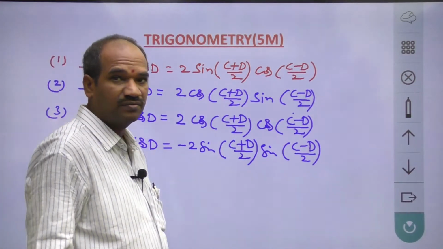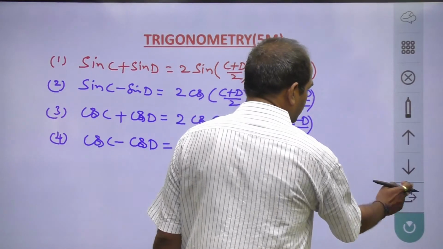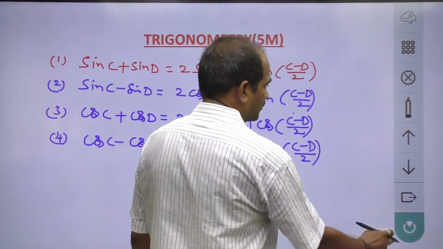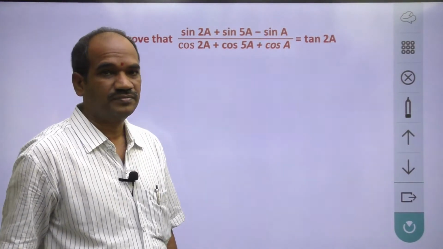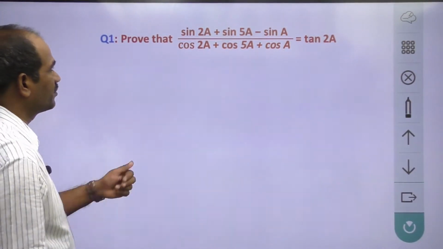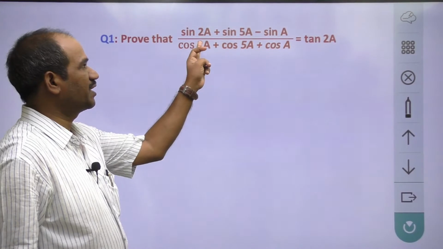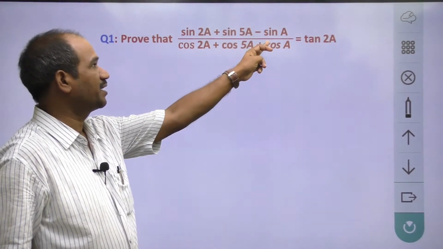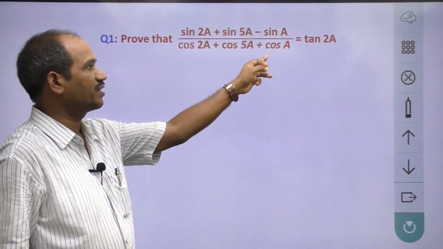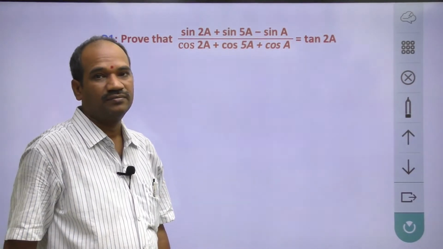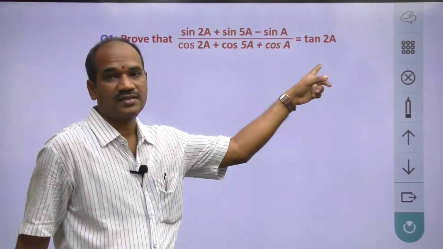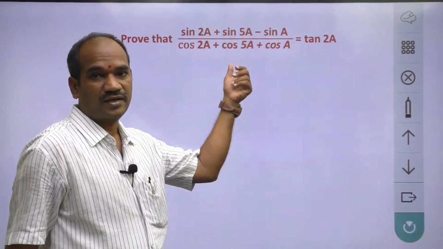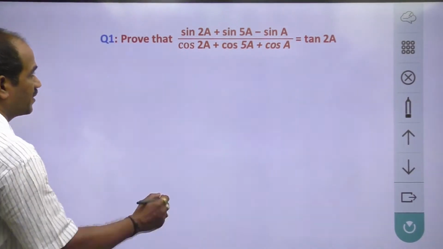So first question, see here, 5 marks question, first problem. Prove that (sin 2a plus sin 5a minus sin a) by (cos 2a plus cos 5a plus cos a) is equal to tan 2a. So first taking LHS value, we prove RHS value. First taking LHS value.